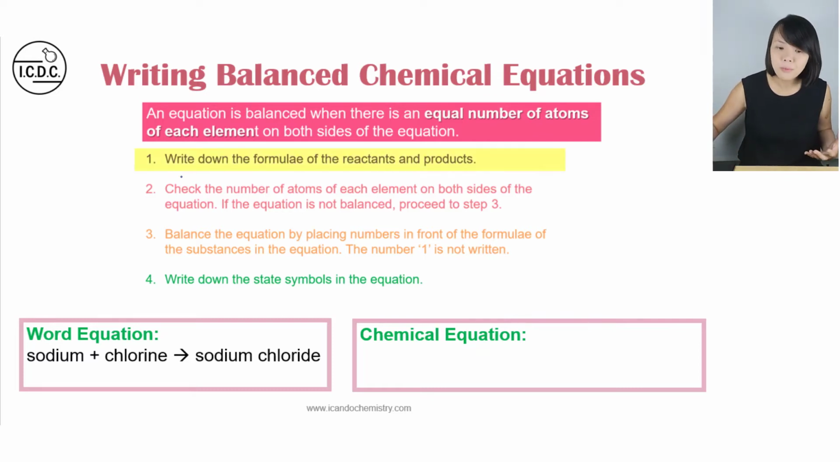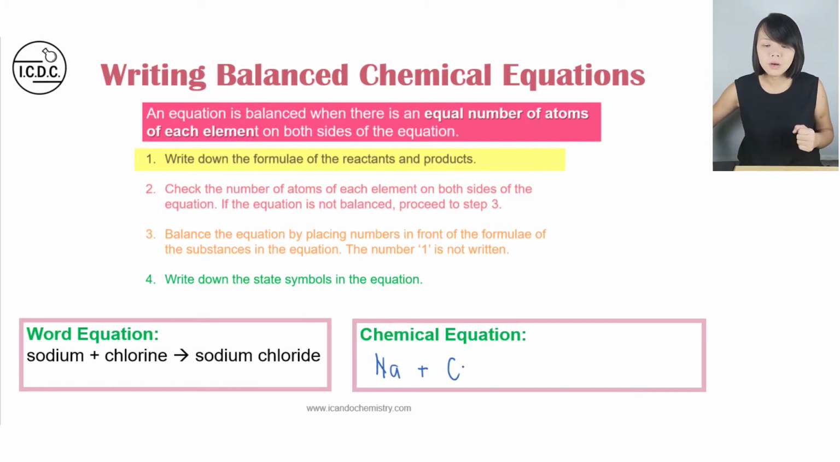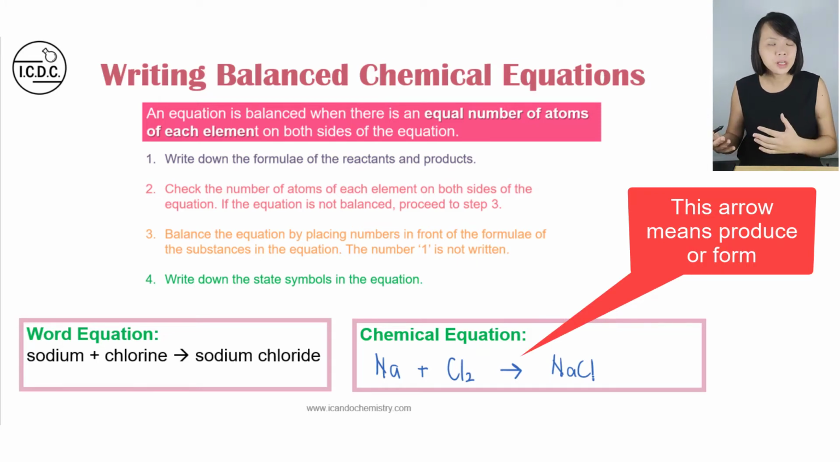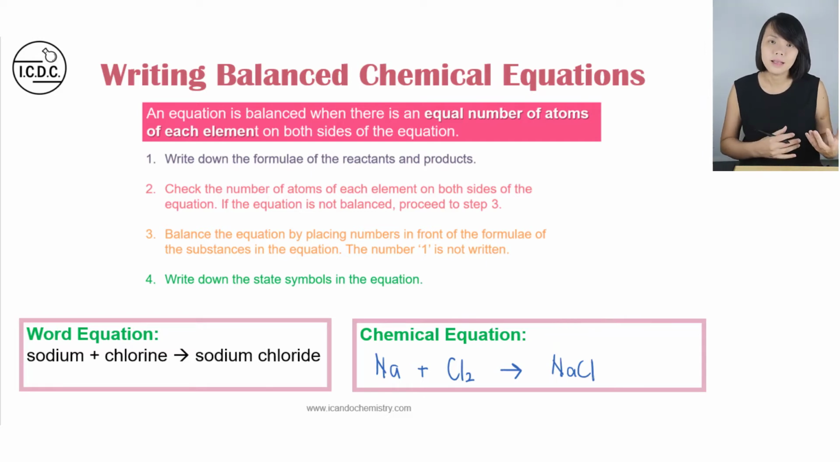Okay? So as mentioned, step 1, we are to write down the formula of the reactants and the products. The reactants are sodium and chlorine. Sodium is Na, chlorine is Cl2. Reactants are written on the left of the equation, be it the word equation or the chemical equation. Then we will write the formula of the products at the right hand side of the equation. In a chemical equation, the arrow means the reaction forms products at the right hand side of the equation.